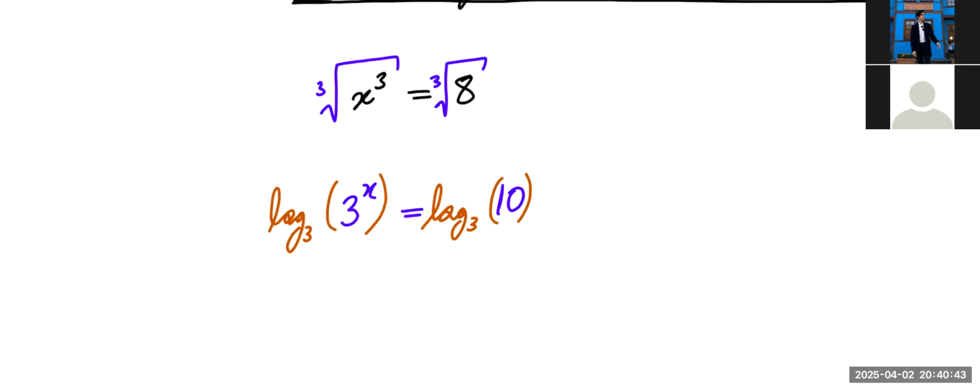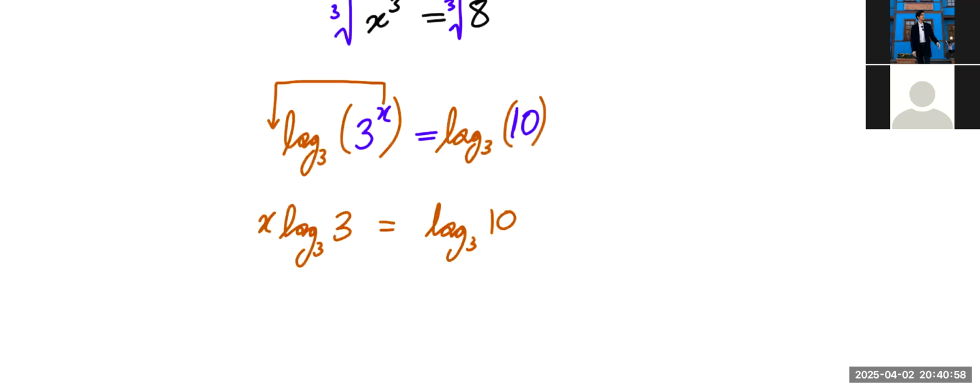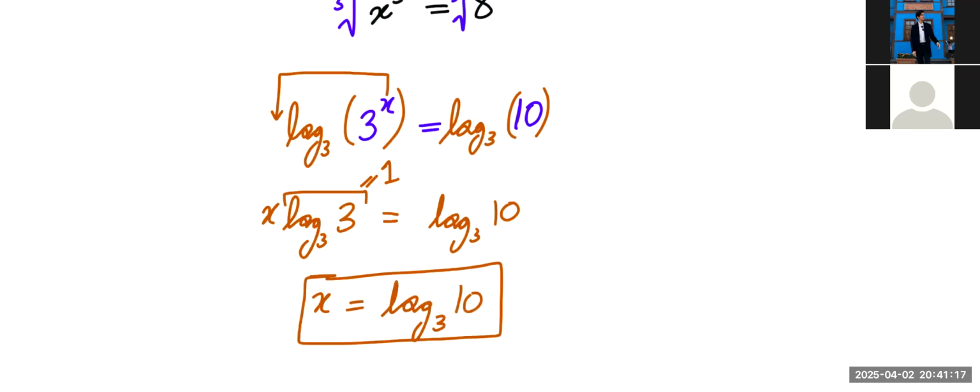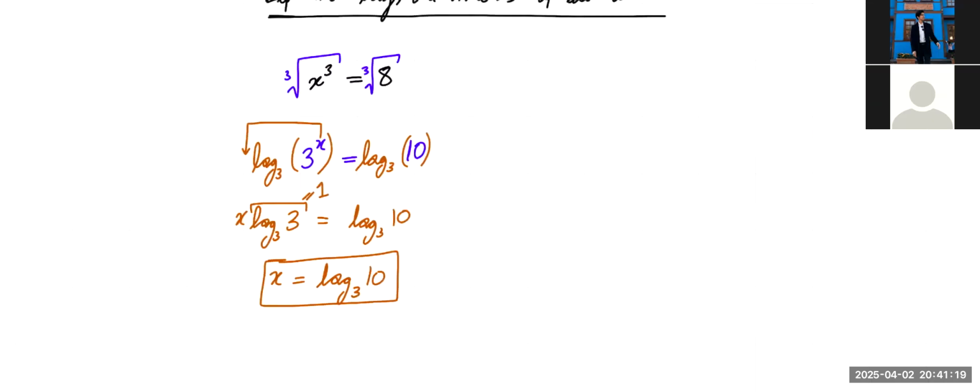Why does this help me? Watch this. First of all, we use the very important rule that the power can jump out and become the coefficient. And then something even nicer happens. What is the log base 3 of 3? 3 to the power of what? Exactly. It's simply 1. Simplifications. So x ends up being simply log base 3 of 10. And the equation is solved. You found x. So we've learned that to solve an exponential equation, you need logs.